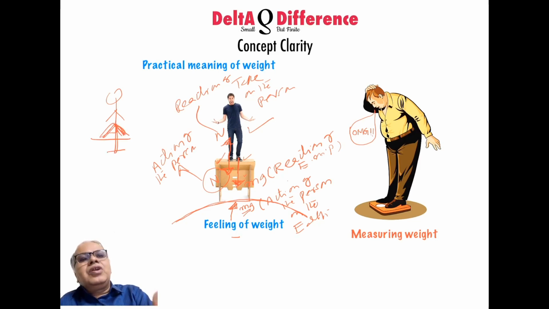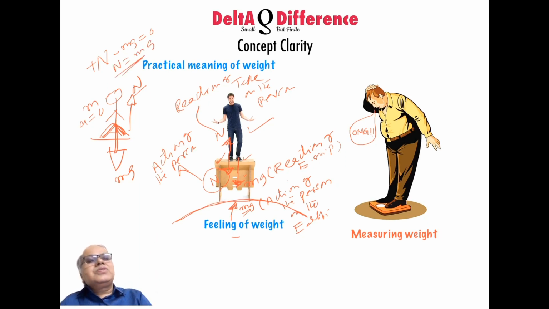There's a reaction called weight by the ground. There's a reaction called N by the table. These two reactions, remember I told you F equals ma is, left hand side F is the sum of all the reactions, right hand side is mass into acceleration. Mass of this person is m, and his acceleration is 0 because he's not moving. So we'll write N plus, upwards, minus mg, downward, equals 0. N equals mg. So this has to be clearly understood.